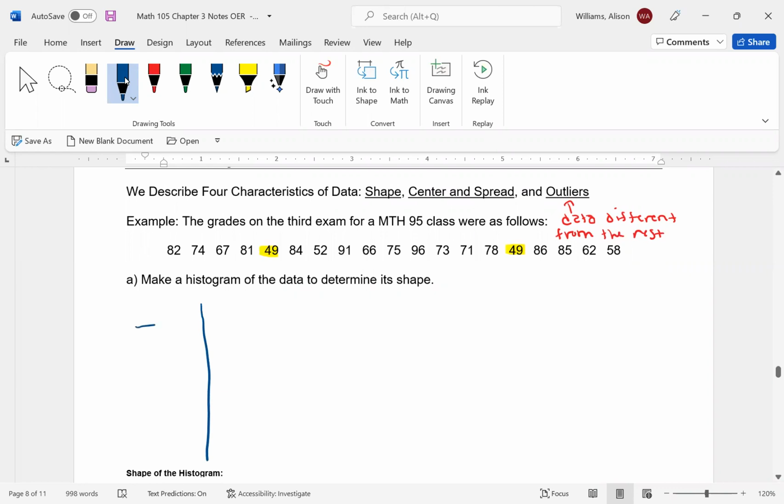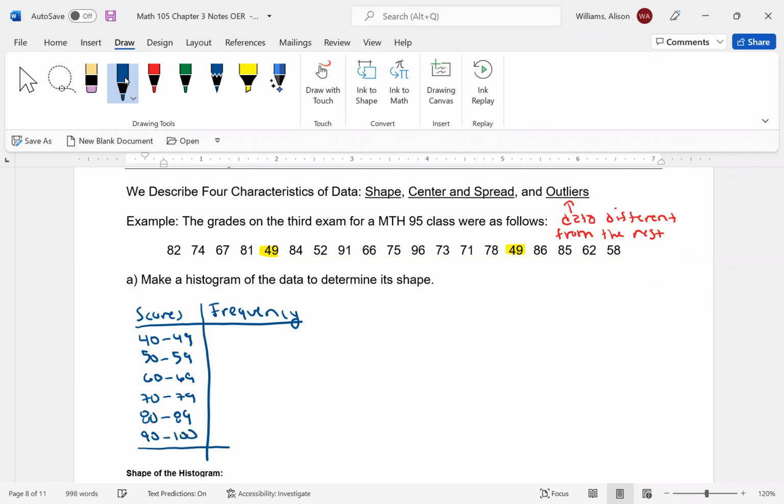And I'm going to kind of do what I did in the last section. I'm going to make the categories kind of go by grades in terms of the tens. So 40 to 49, 50 to 59, 60 to 69, 70 to 79, 80 to 89, and then 90 to 100 would be the last category.